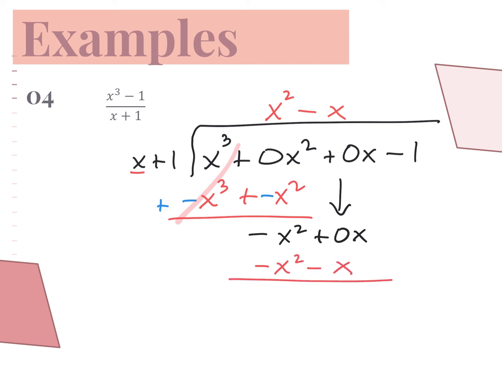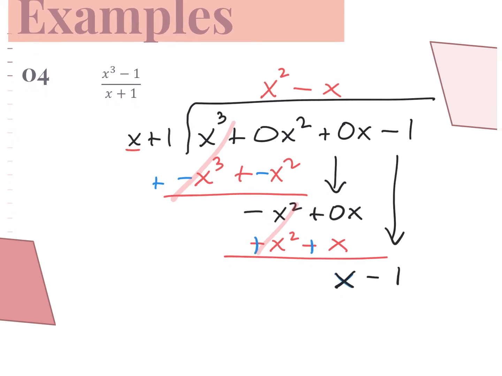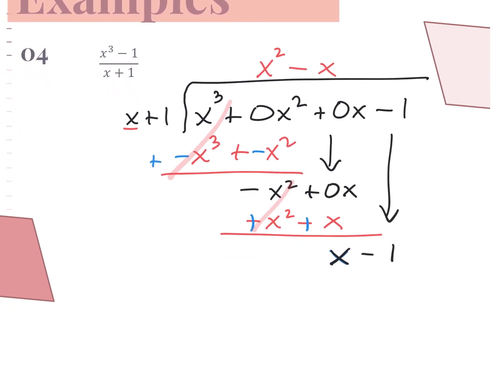Flip the signs to opposite. Add up the columns. I get 1x here, or just x. Bring down the next number in the division box. What are we going to multiply x by to make it x? We're going to multiply it by 1.